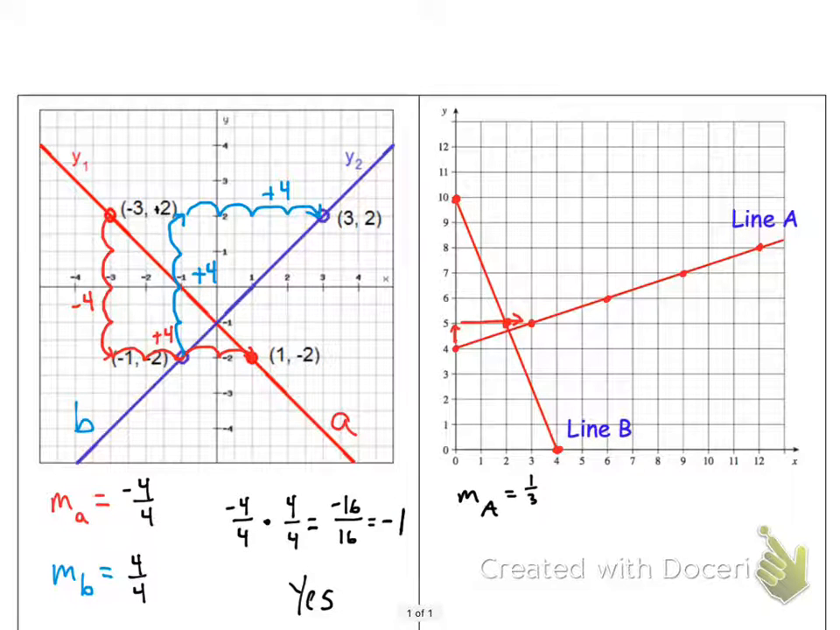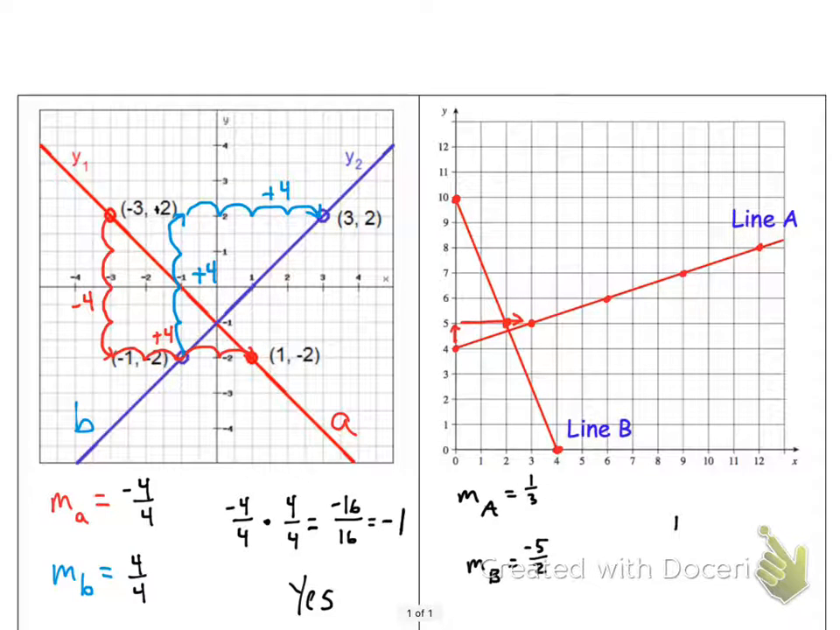So let's figure out the slope. Going from this point 0, 10 down to 2, 5, what's my rise? Down 5, and my run is 2 to the right. So down 5, right 2. What does that mean my slope is going to be? -5 over 2.